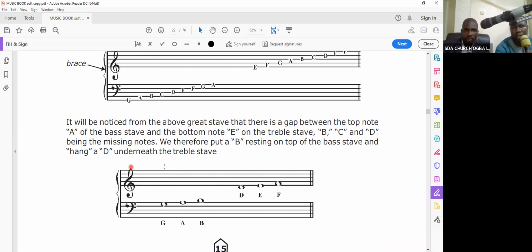Well, we discovered that A is the last note here on the bass stave, and E is the first note on the treble stave. So the question is, where is B, where is C, where is D? We can place a note on top of line 5, and that will become B.